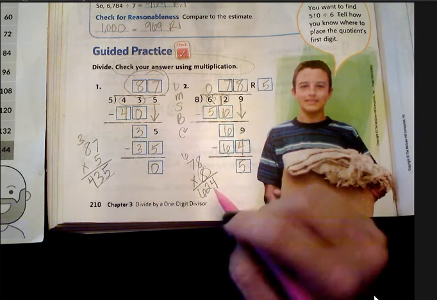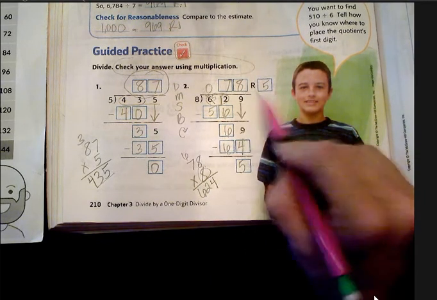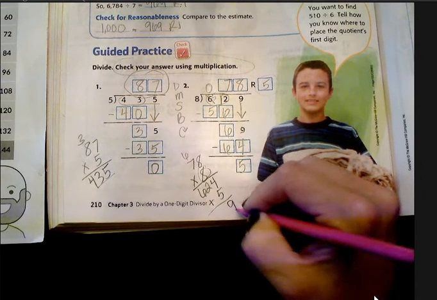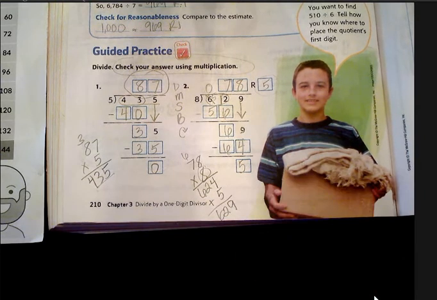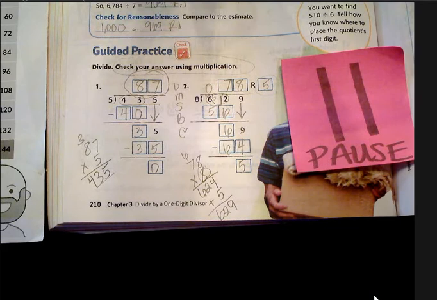Oh, but that says 629. But our remainder, we have to add that on at the end. So 629 is correct. Feel free to pause it here if you need to continue working on those. If not, we're going to head to the next page.